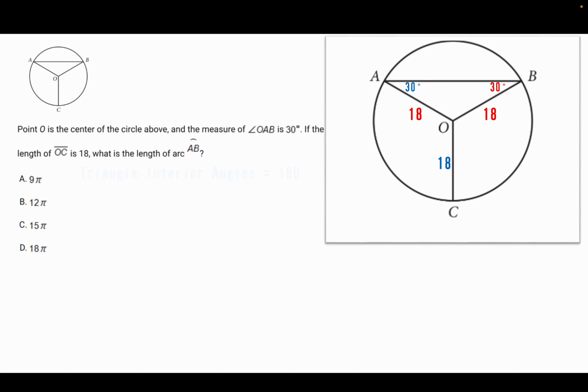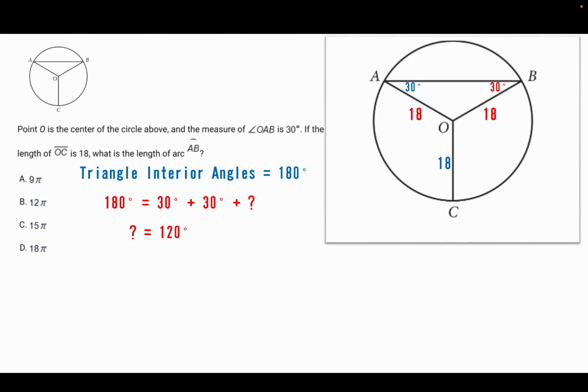Now, remember that the triangle's interior angles are 180 degrees, and we can set up an equation where 180 degrees equals 30 degrees plus 30 degrees plus this unknown angle AOB. Now we can solve for this unknown angle to be 120. Let's label it on our diagram.